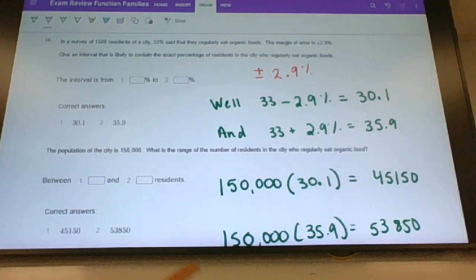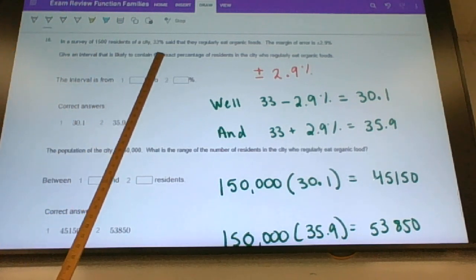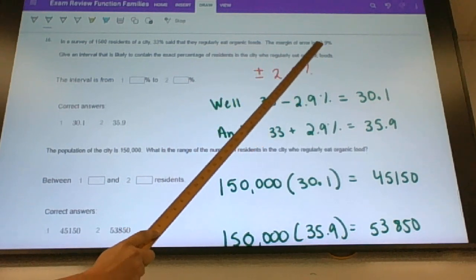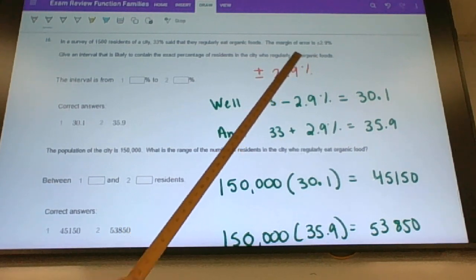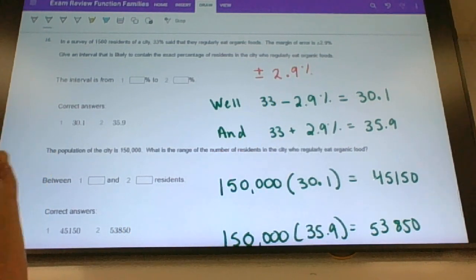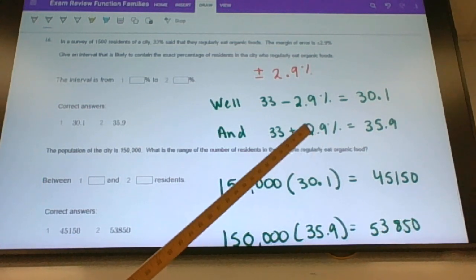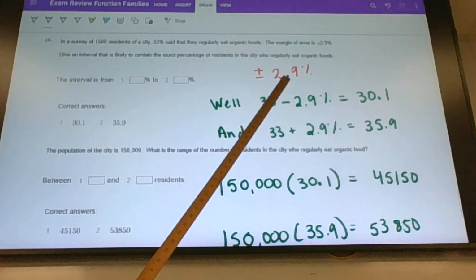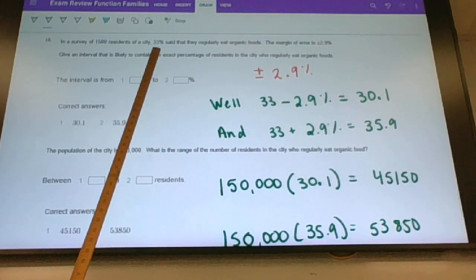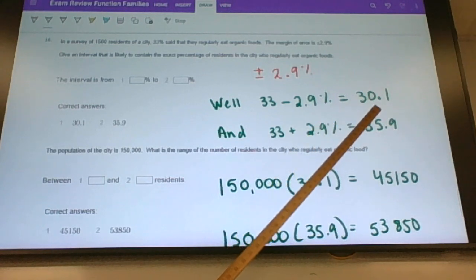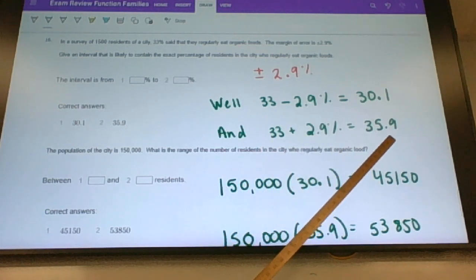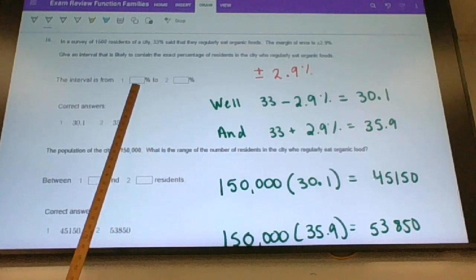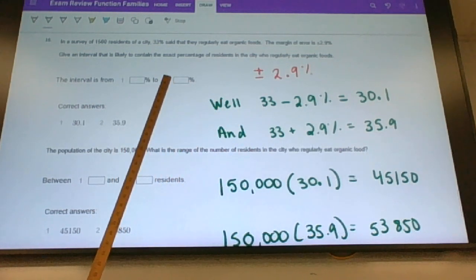Last question, guys. 33% said they eat organic food. There's a margin of error, and this is what people who do statistics say. Well, there's a little bit of wiggle room where maybe the data collected wasn't perfectly accurate. Maybe some people said maybe or something. So it's plus or minus 2.9. From 33, if I subtract 2.9, it's 30.1. From 33, if I add 2.9, it's 35.9. Those are the answers. Okay. 30.1, 35.9.